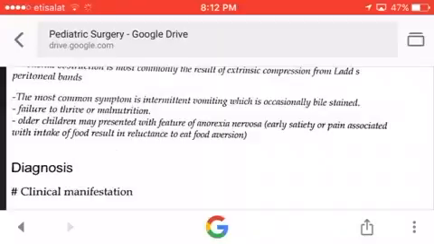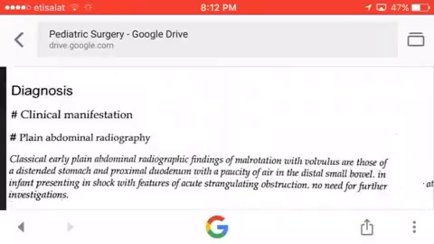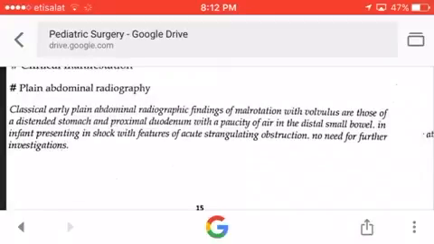Diagnosis: the clinical manifestation and plain abdominal X-ray. The early plain abdominal radiograph finding of malrotation with volvulus is a distended stomach and proximal duodenum with paucity of air in the distal small bowel. In the infant presenting in shock with features of acute strangulating obstruction, there is no need for further investigation.